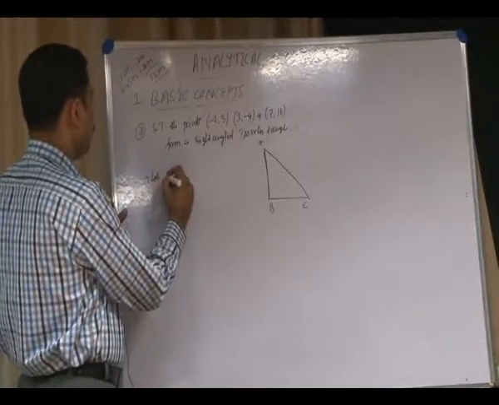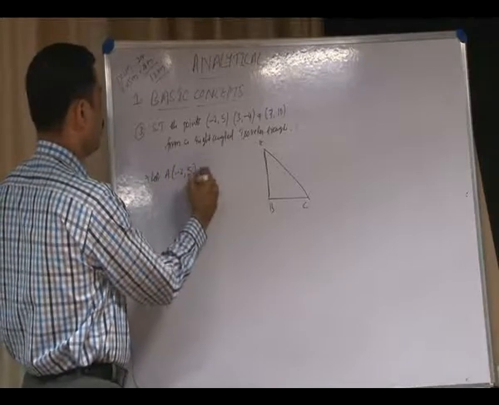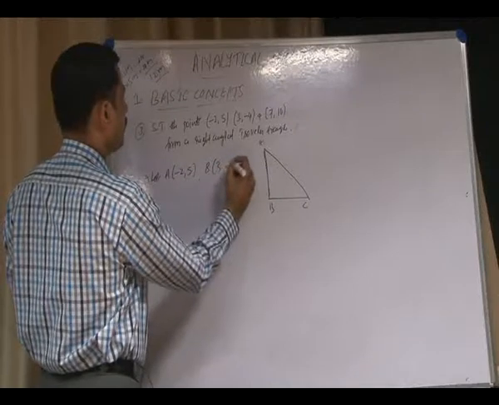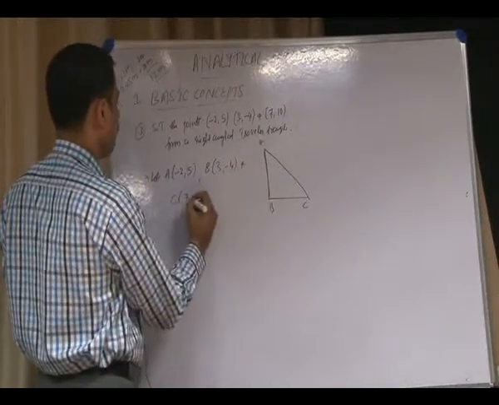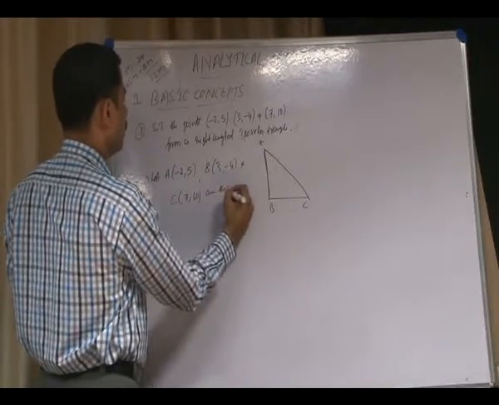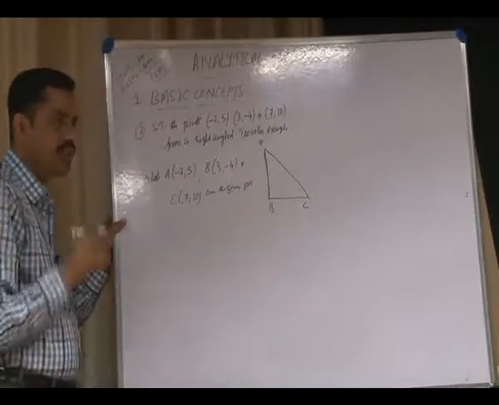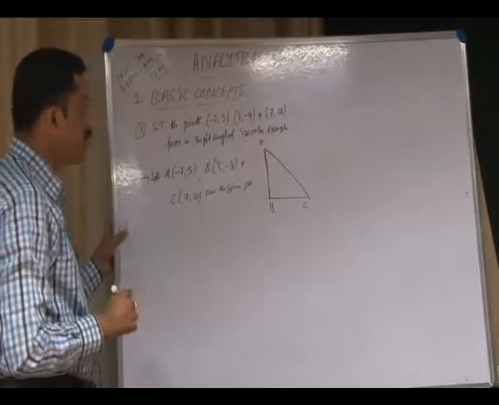So, for that first I will consider the given points as A, B, C. Let the coordinate of point A be minus 2 comma 5, point B 3 comma minus 4 and C 7 comma 10 are the given points. First you have to find the distance, that means the three sides of the triangle, by using the distance formula.